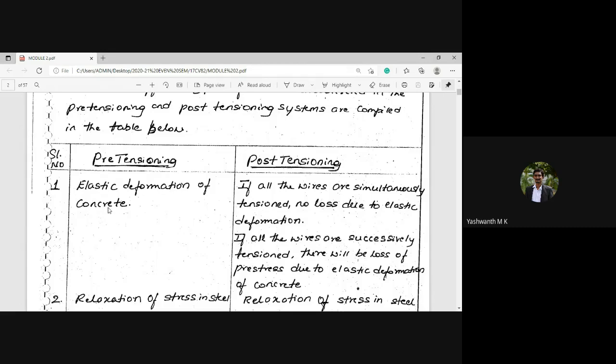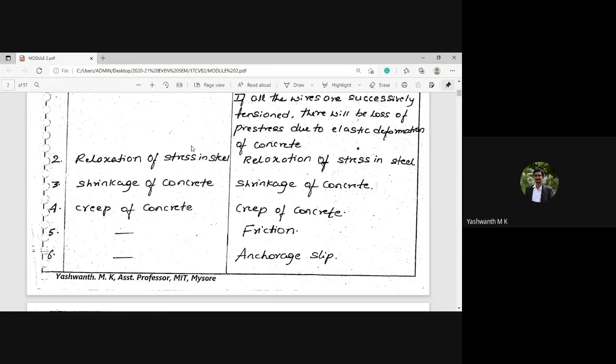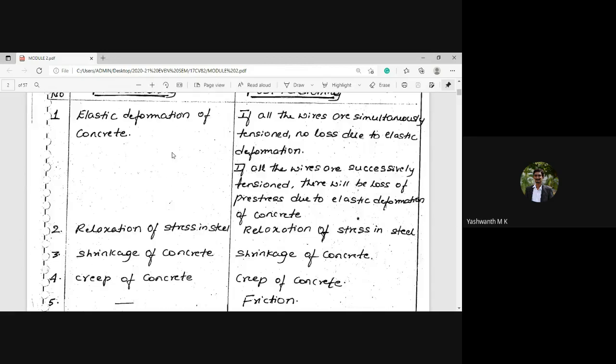Because of these two materials, the losses are going to occur. Number one is the elastic deformation of concrete. Next is relaxation of stress in steel, as I've told in pre-tensioning. Next, shrinkage of concrete. Next, creep of concrete. These are the losses encountered in the pre-tensioning system, which finally reduce the pre-stress that has been induced during the transfer stage.